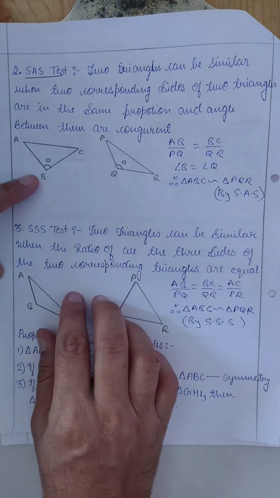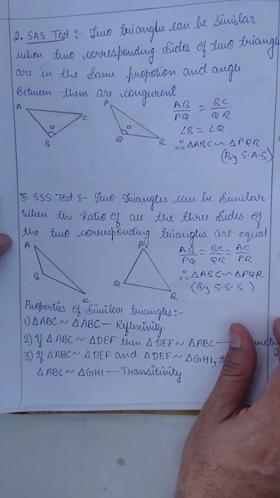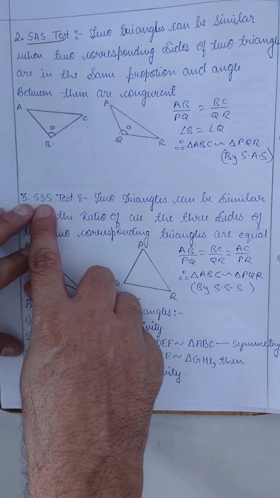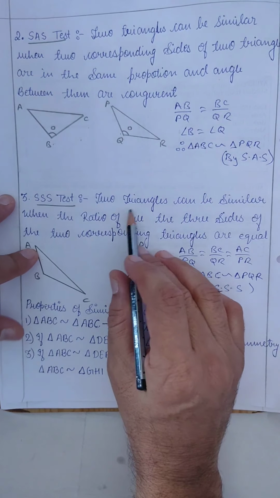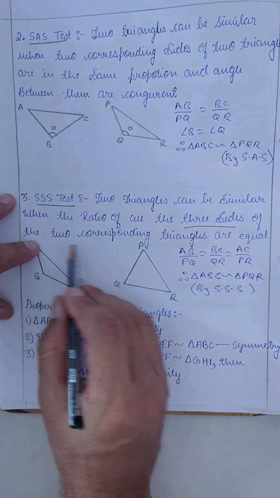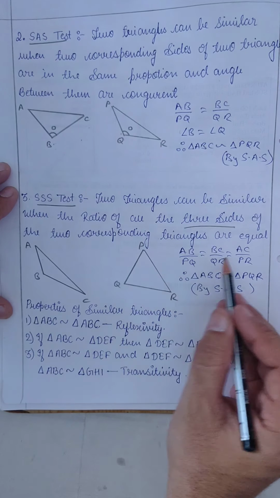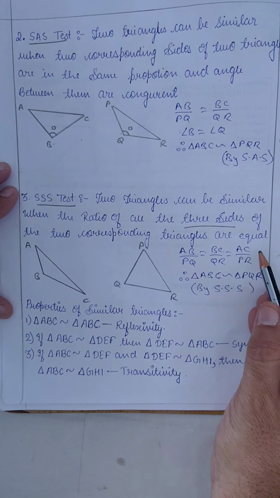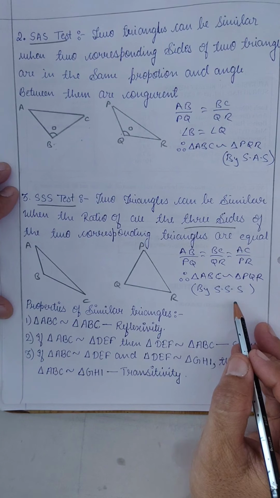And the last test which we are going to learn in this 10th standard is the SSS test, side side side. So what does the SSS test mean? Two triangles can be similar when the ratio of all three sides of the two corresponding triangles are equal. That means AB upon PQ is equal to BC upon QR is equal to AC upon PR. These triangles are similar by the SSS test.